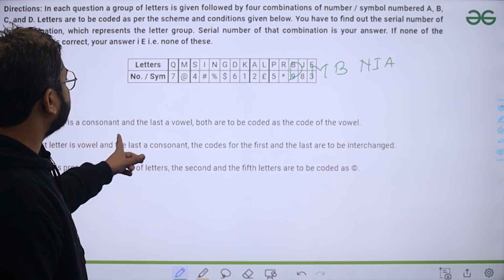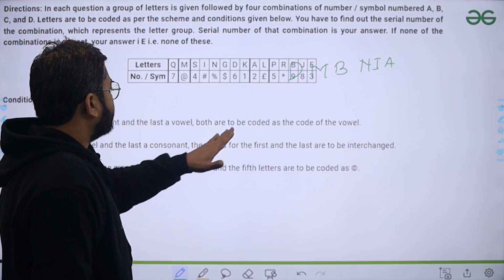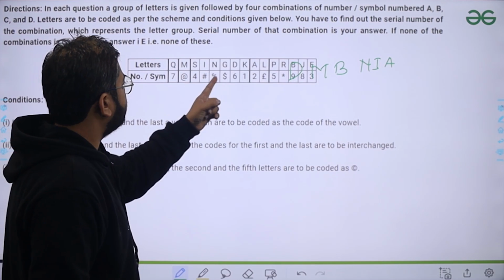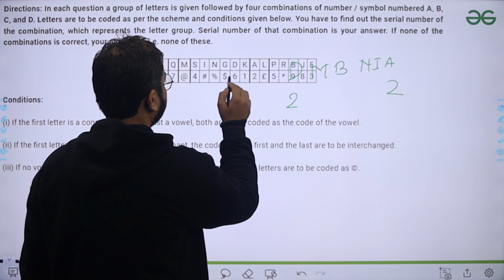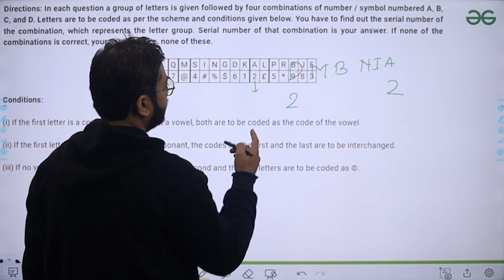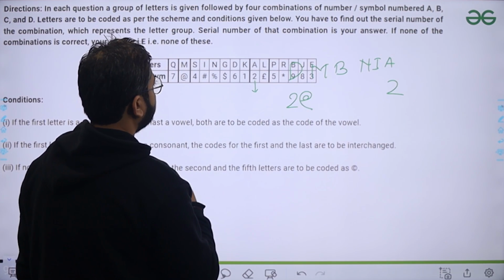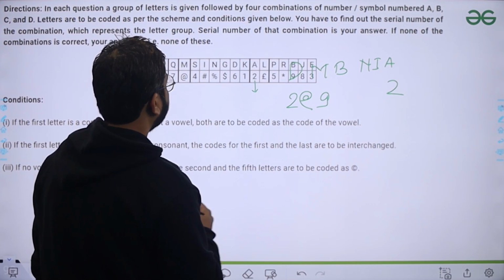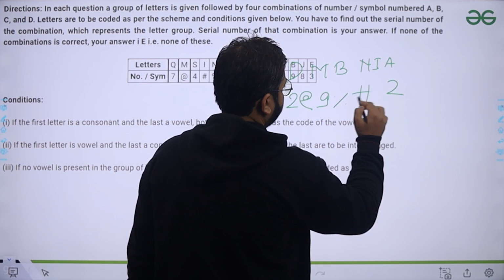Now let's see. If the first letter is a consonant and the last letter is a vowel, yes, the first letter is G, the last letter is A, then both are coded as a vowel. It means both are coded as A. Code for A is equal to what? This will be 2, this will be 2. Then M is coded as @, B is coded as 9, N is coded as %, I is coded as hash. Like this.